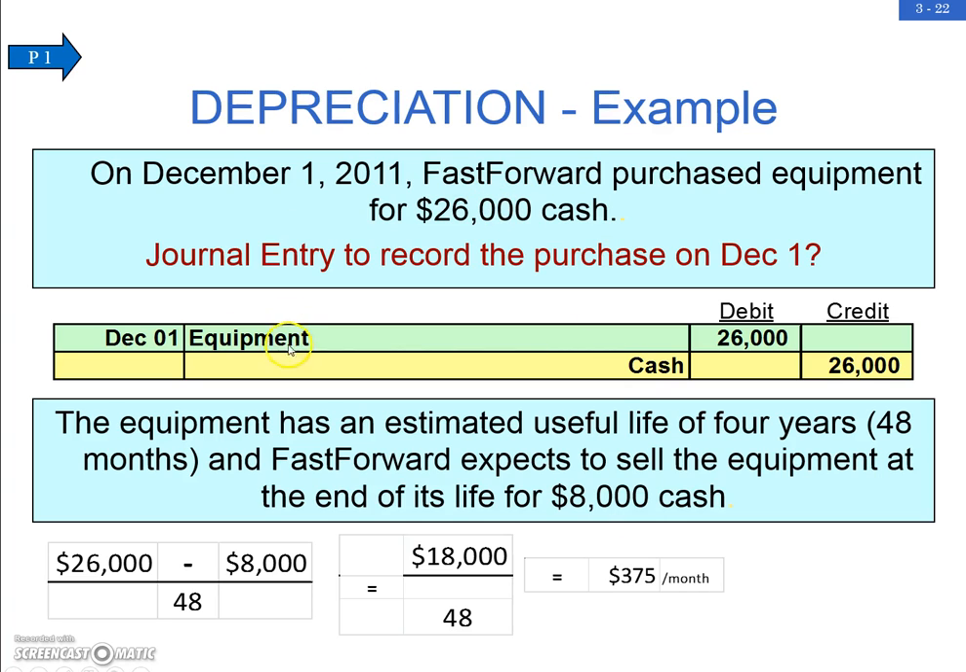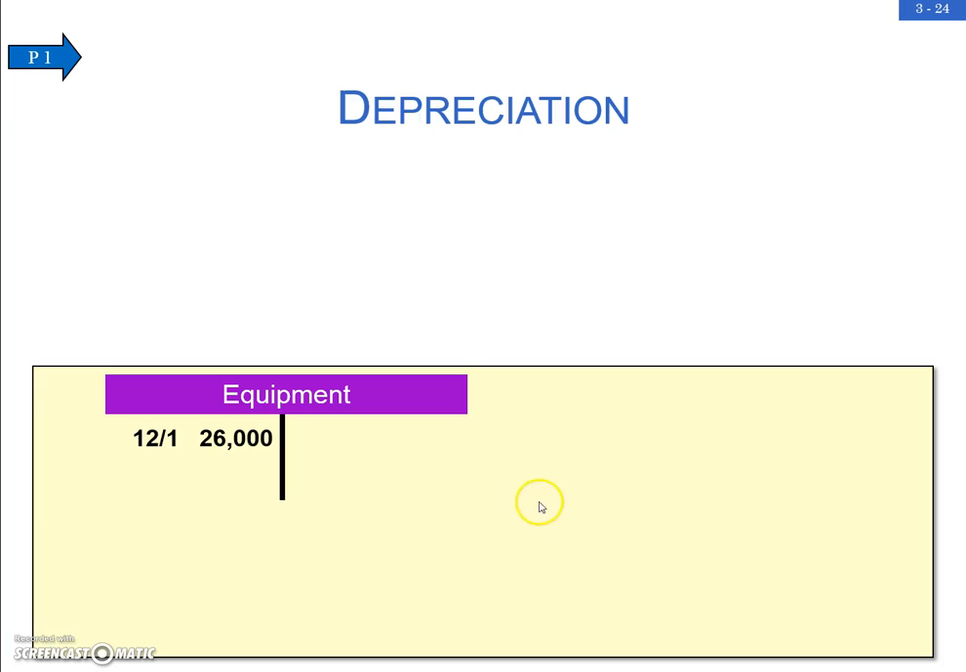So we purchased this piece of equipment for $26,000 on December 1st. It's now December 31st. We've used up 1 month worth of this vehicle, right? Or this piece of equipment. So remember, each plant asset is going to have its own general ledger account, right? When we first purchased it, we would have debited the account by $26,000. But remember, that was December 1st.